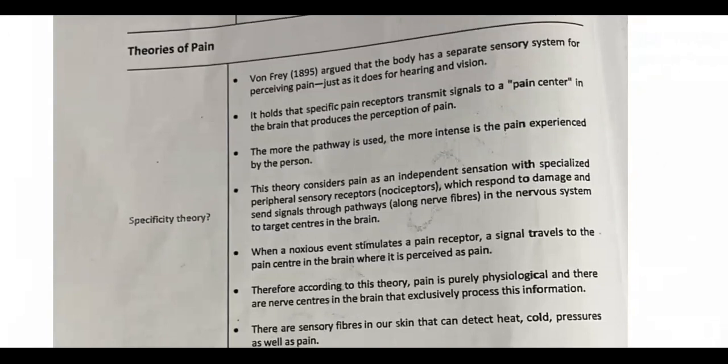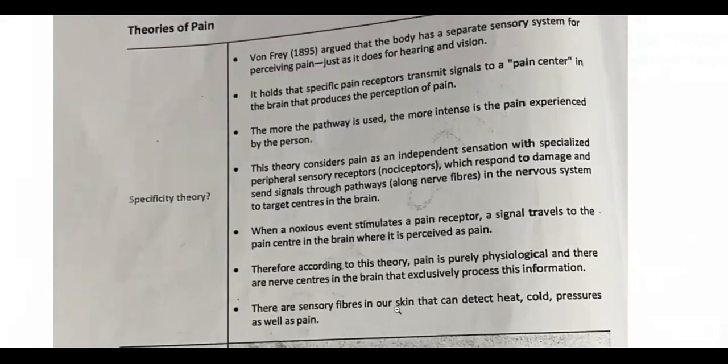Okay, moving ahead and looking at the theories of pain. The first one is specificity theory, by Descartes. You don't need to look at the first point; we basically start from the fourth point. Frey was a psychologist who suggested that the body has a separate sensory system for perceiving pain. The body generally has different sensory systems for each of your senses, a separate system for your hearing, a separate system for your vision.